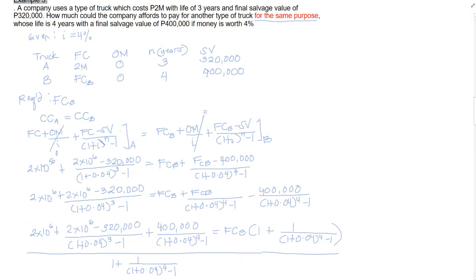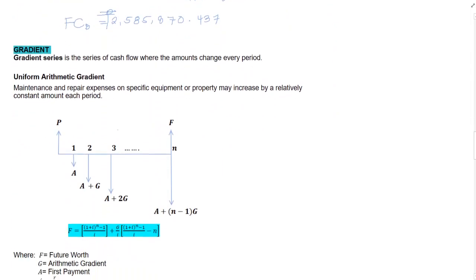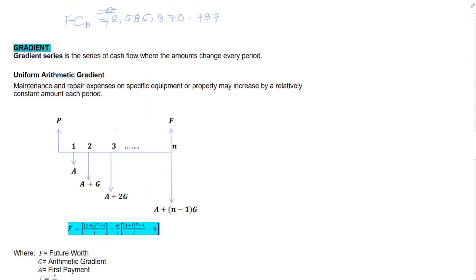All right. So moving on to gradient, let us have this one. Gradient is just an increase of payments. So that is an increase of payments, whether it is a uniform arithmetic gradient or a geometric gradient series. So for this one, a gradient series is a series of cash flow where the amounts change every period. So that is just the increase of payments.